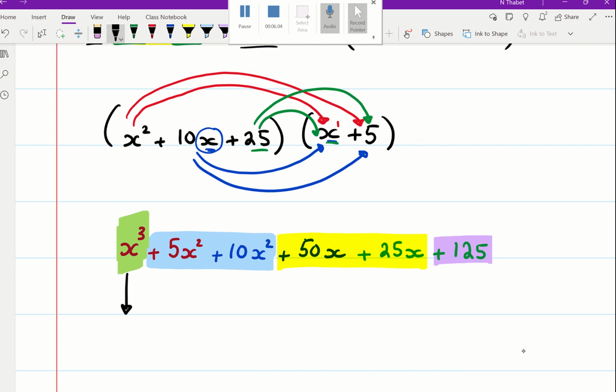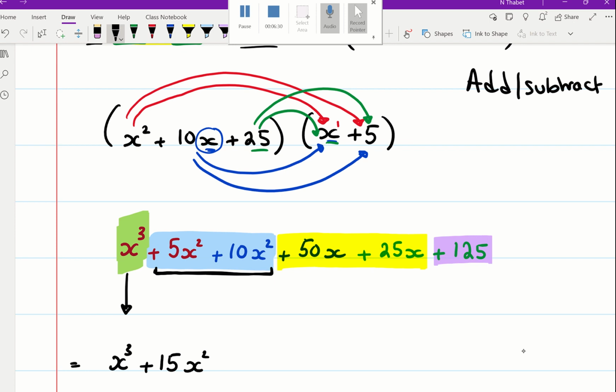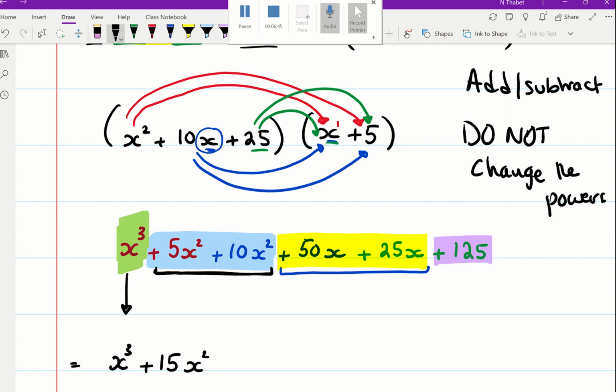So my final answer has to have x cubed. This is definitely part of my answer. And then I add these. 5 add 10 is a positive 15x squared. Please do not add the powers. You're not adding powers because you are not multiplying. When you add and subtract, do not change the powers. So this is 15x squared. And then this is 50 plus 25, which is a plus 75x, and then it is a plus 125.